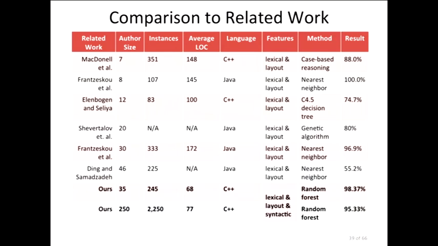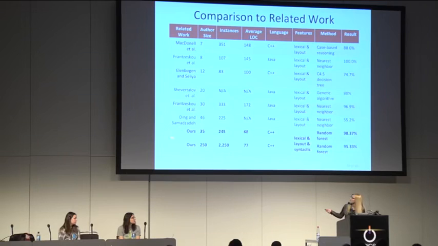And when we compare our work to previous work, we see a huge increase in accuracy, even though our data set is larger in magnitude compared to theirs. The last 2 lines are our results, with the 95% accuracy and 250 authors. So this shows that our method, with the syntactic features, is doing a lot better, and the previous methods did not use any syntactic feature sets.